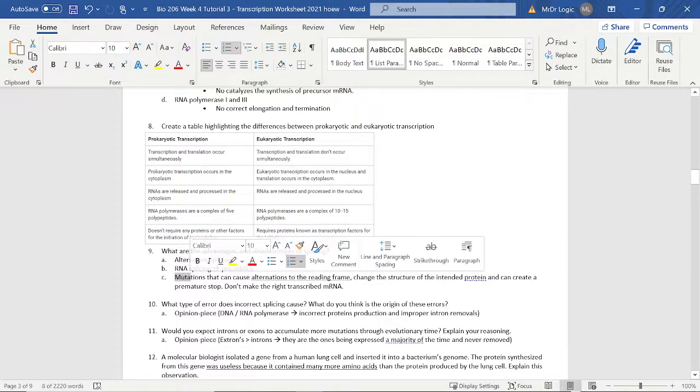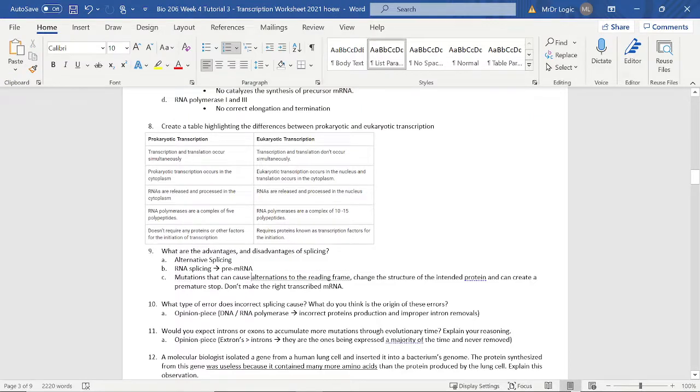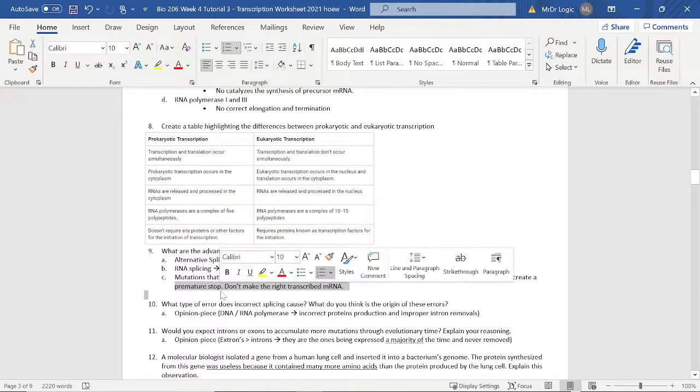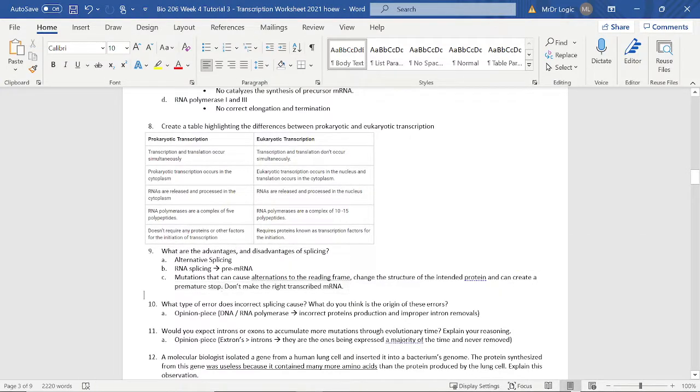Disadvantages: mutations. This can cause alteration to the reading frame, both for DNA and for RNA, changing the structure intended for the protein and possibly creating a premature stop. No one likes a premature stop, okay? No one likes a premature anything, okay? It doesn't make the right transcribed mRNA. That's all it is, okay?